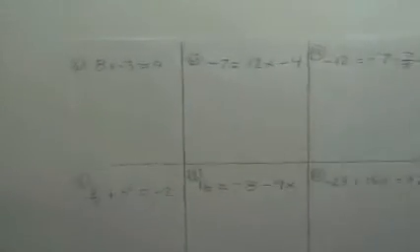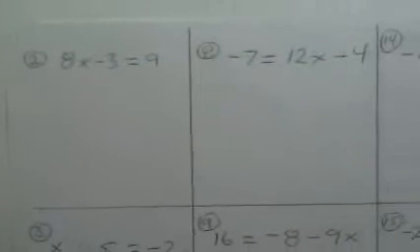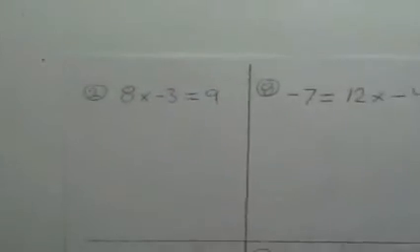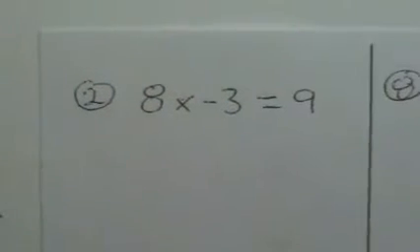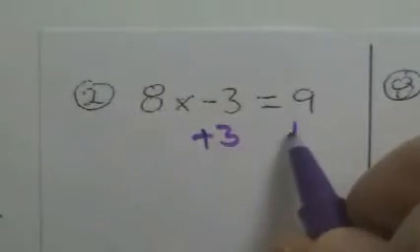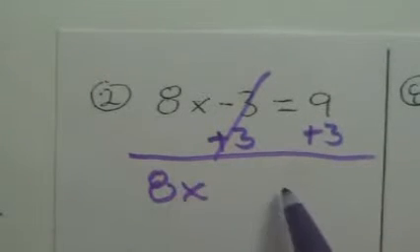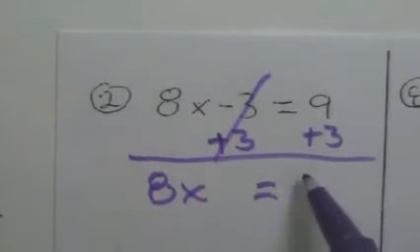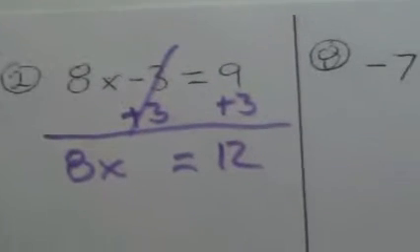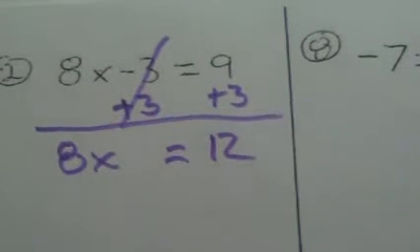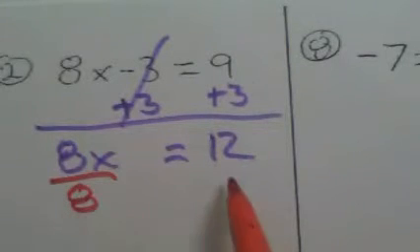Okay, let's flip it over. I'm going to do a couple on the back side. Holy smokes, there's a lot of problems here. Okay. Let's just rip on through it. It goes fast, though. So number 2, I'm going to add 3. Okay, that's gone. 9 and 3, 12. What do I do next? To get rid of it, I divide by 8.